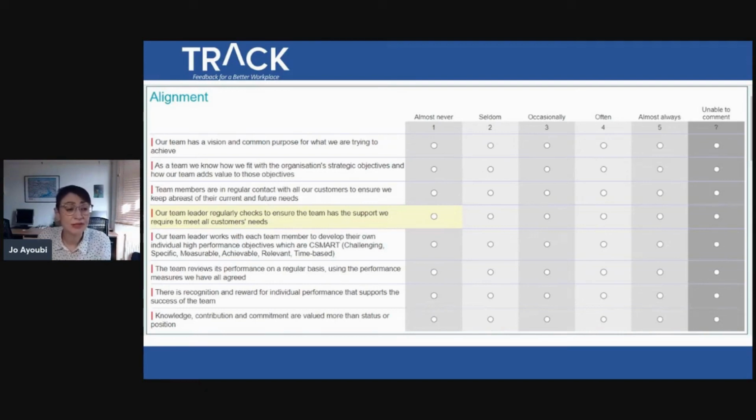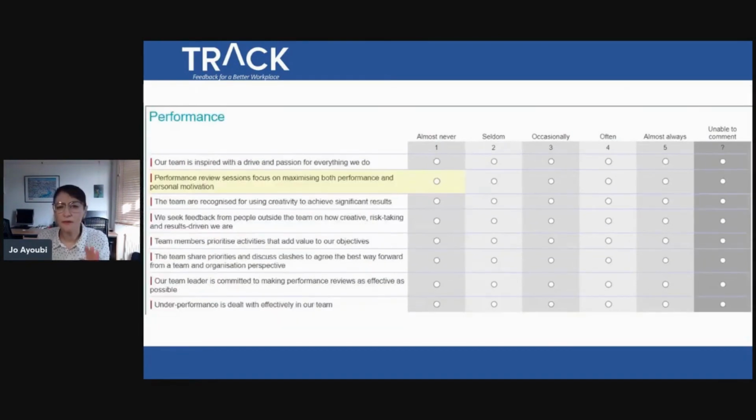Now, it does have some questions about the team leader, and that's perfectly fine. The team leader should be accountable at the end of the day for the team's effectiveness. So these questions are about the team leader working with each team member to develop their own skills and so forth. The team leader checks to ensure the team has the support to do what they need to do. I think there were 4 areas in this particular 360 for the team.